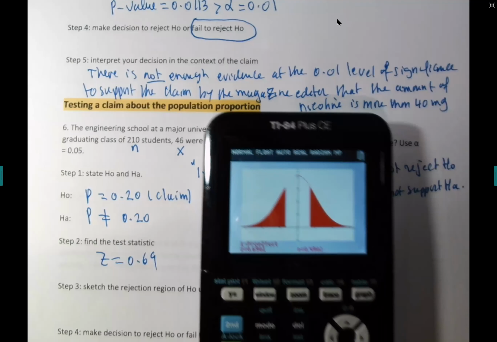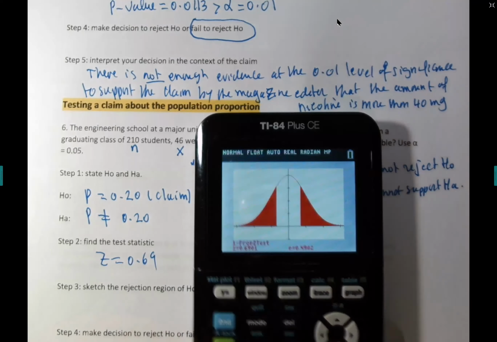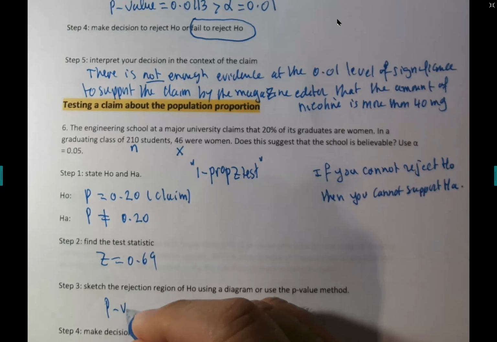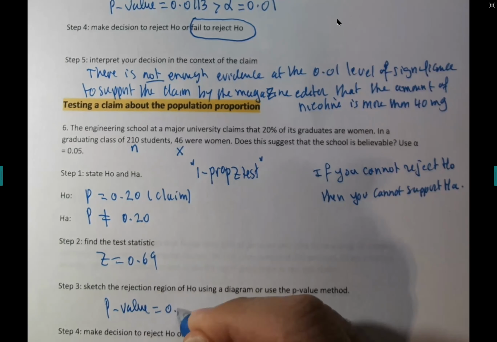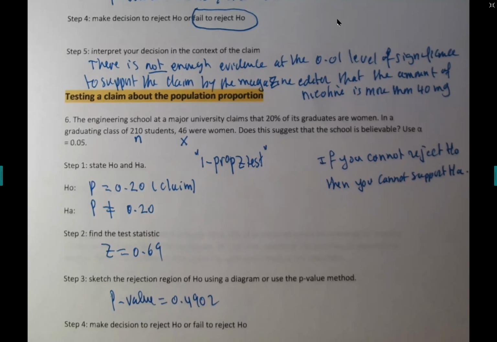When you do your homework in MyMathLab, there are prompts and fields that ask you what the test statistic is. You do that, and then you move to the next part. P is 0.4902. I like to write p-value there so students know we're talking about the p-value. And I'm done with the calculator here.